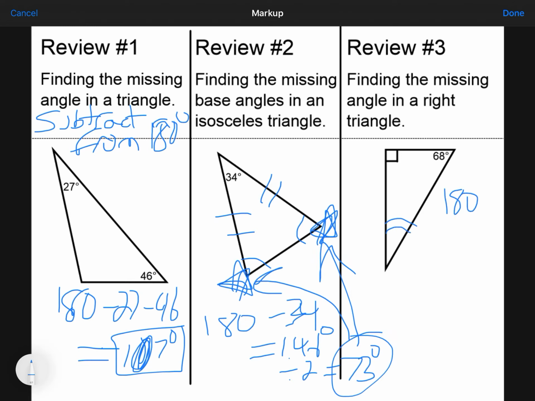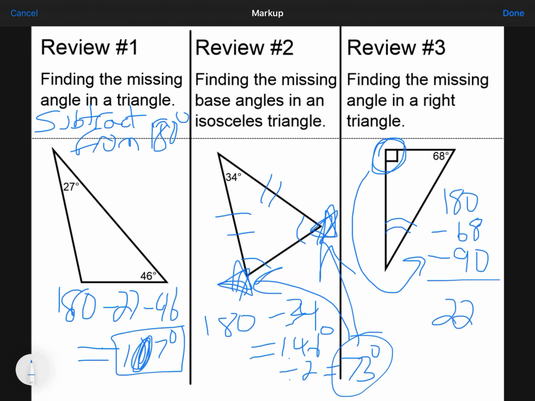Subtract from 180. 180 minus 68, and also minus a second number. We don't divide by 2 here. There are not two missing congruent angles. There's only one missing angle over here on the bottom, and here at the top, even though it doesn't have a number there, that angle is 90. So when you subtract 90 and 68 from 180, you get 22 degrees.